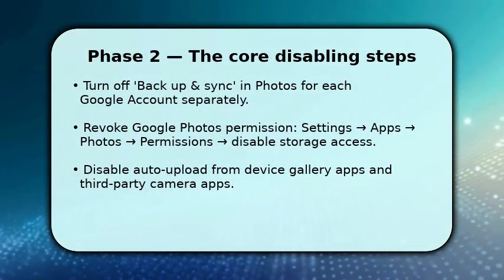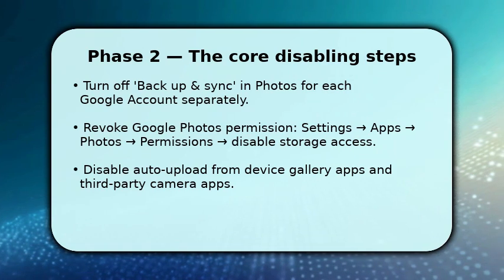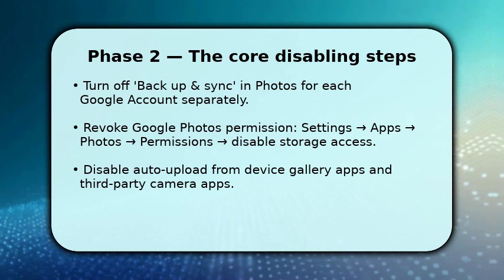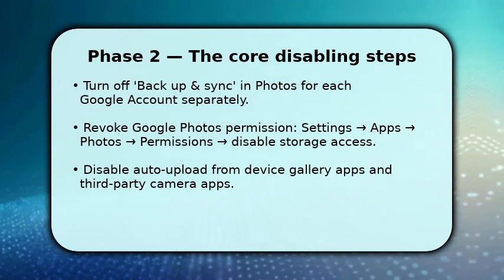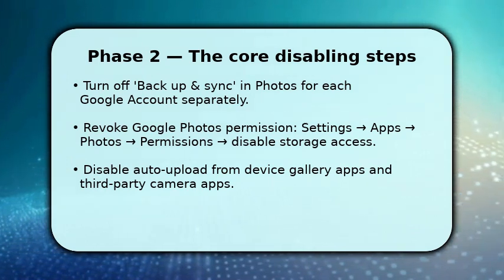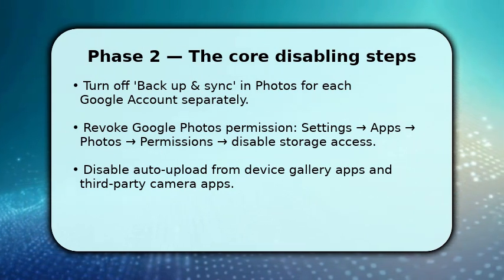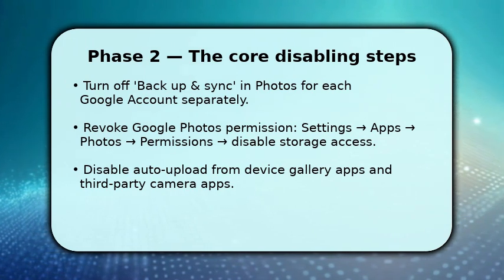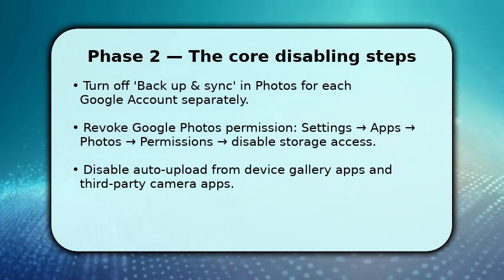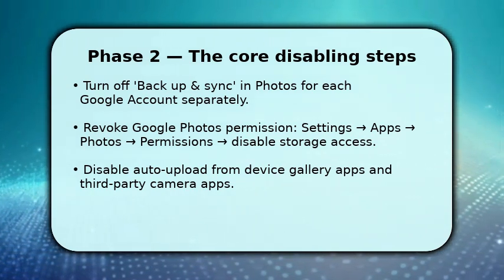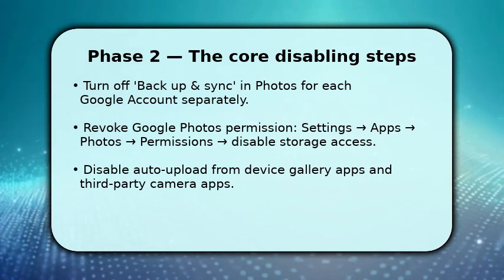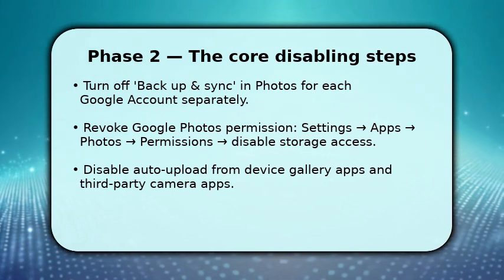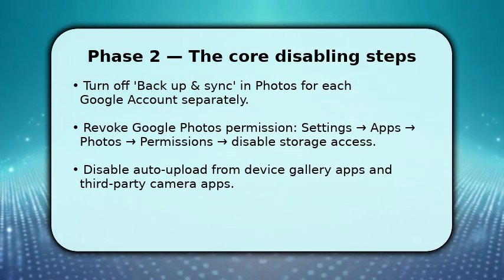You now perform the core steps. For each Google account on the device, open Photos and toggle backup and sync off. This prevents future uploads. Then, go to your device app settings and remove Photos access to storage or media. That blocks automatic reads and uploads. Also check other apps like Gallery, Dropbox, or Camera apps and disable their auto-upload features because they can trigger photos indirectly. Make sure to repeat this on every device where your account is signed in to stop cross-device syncing.